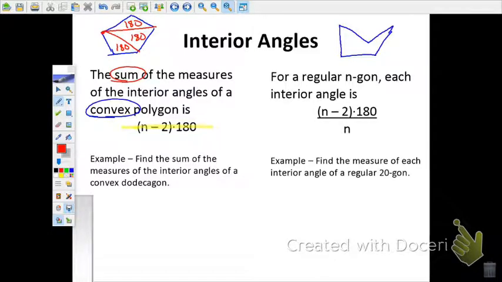So with this example, it says to find the sum of the measures of the interior angles of a convex dodecagon. So a dodecagon has how many sides?